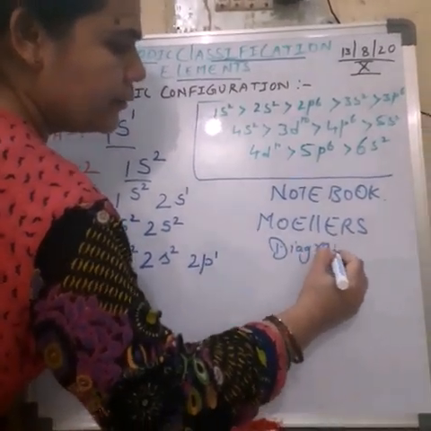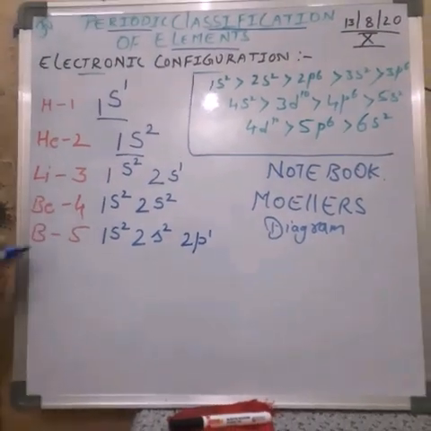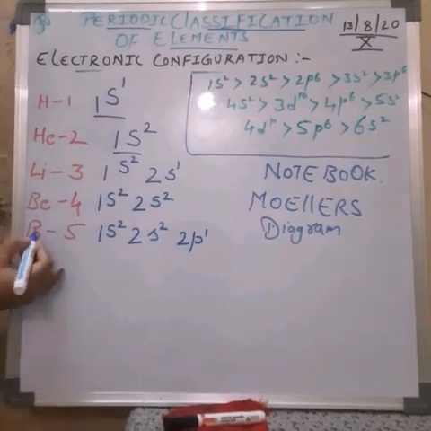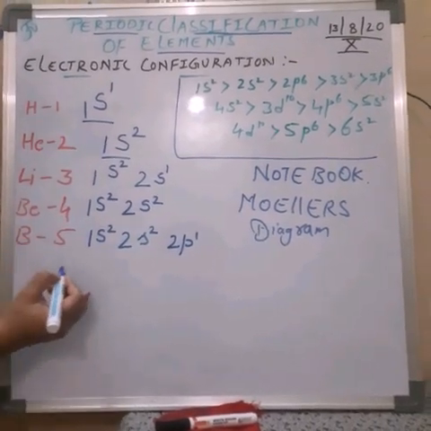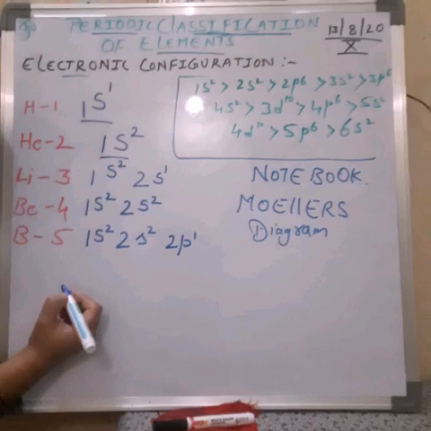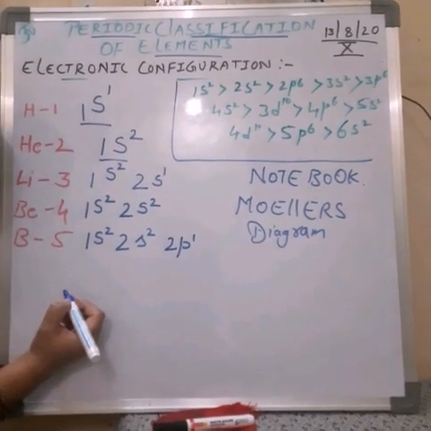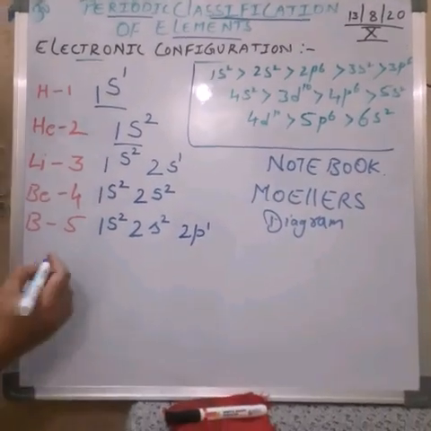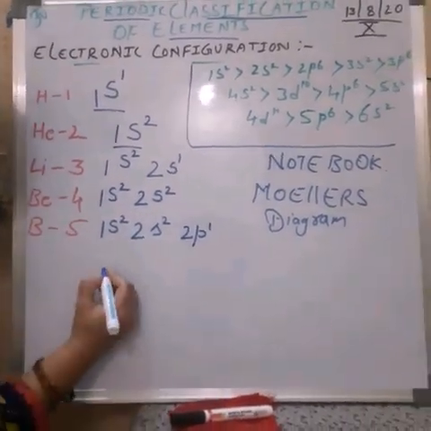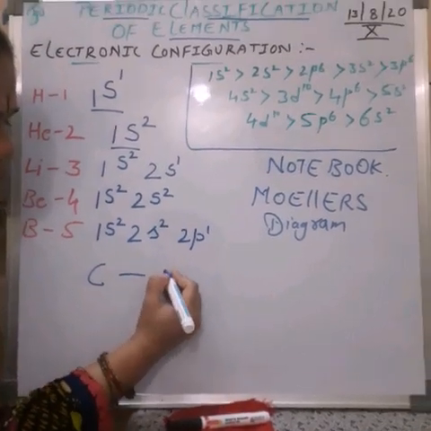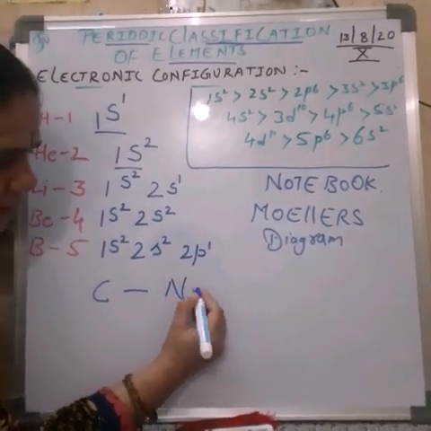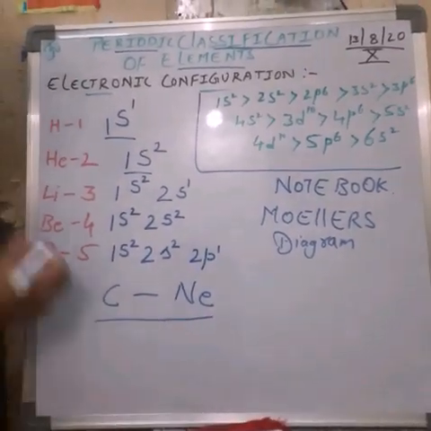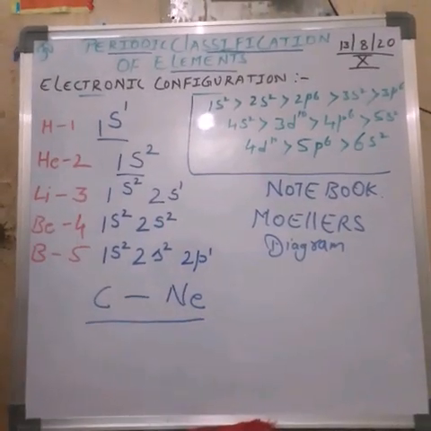And then you will all be writing the electronic configuration of the next 5 elements. That is, after boron, what comes next? Carbon. So carbon to neon. You will write the configurations up till here, and then we will discuss in the live session.